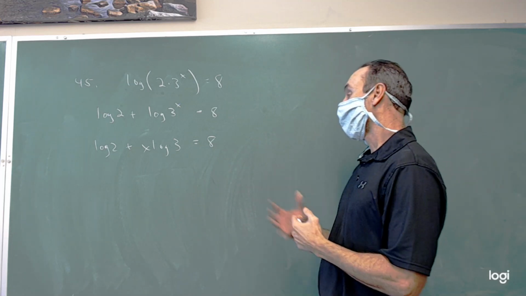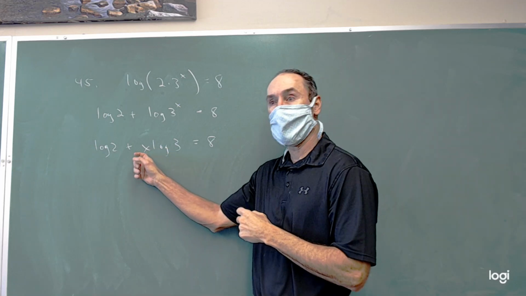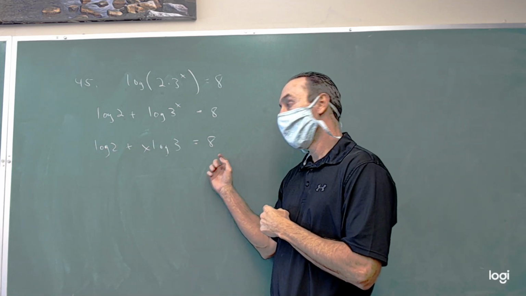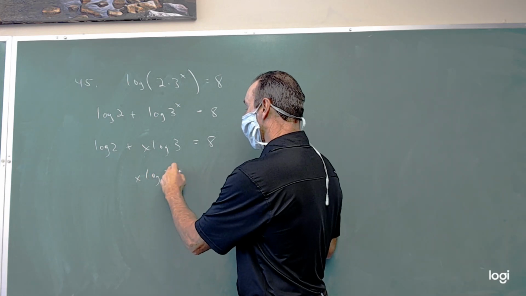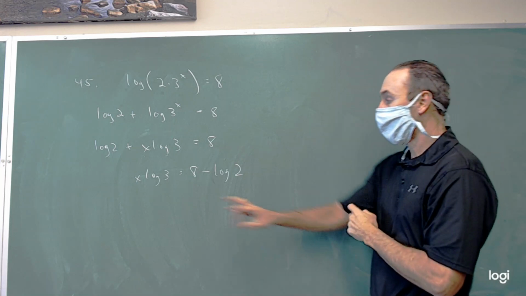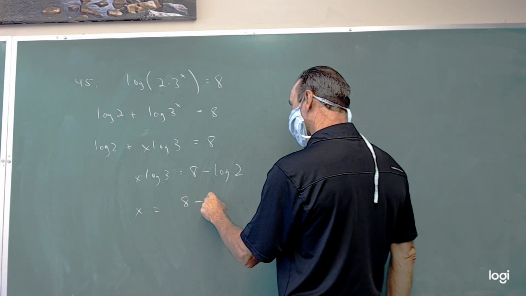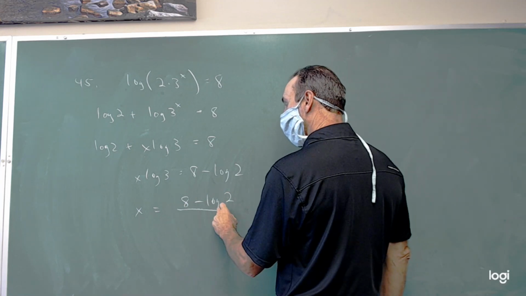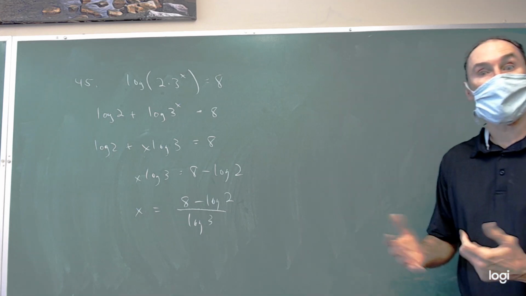Now, this is really just an algebra 1 problem. It's a number times x plus a number equals another number. So we'll subtract that over, x log 3 equals 8 minus log of 2. Then we'll divide the whole works by the log of 3, and we'll get 8 minus log of 2 all divided by the log of 3, and that's about the best we can do unless we're going to use a calculator.